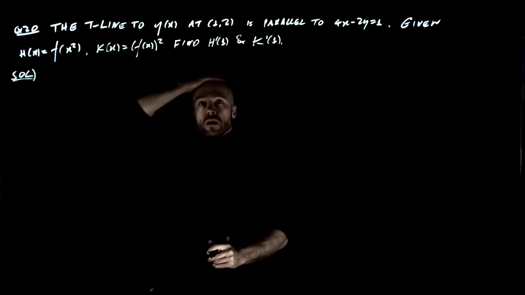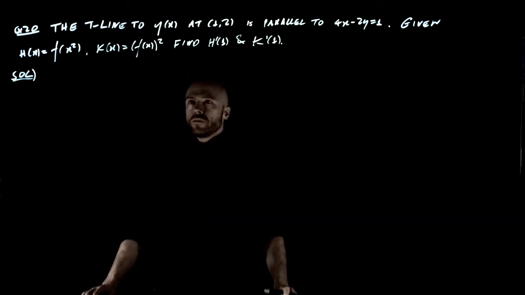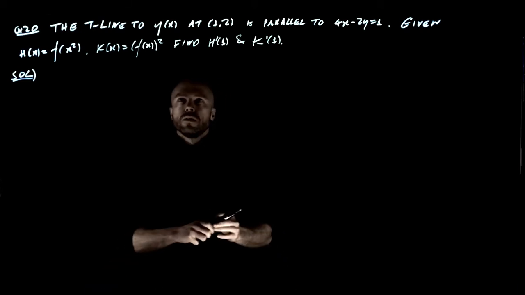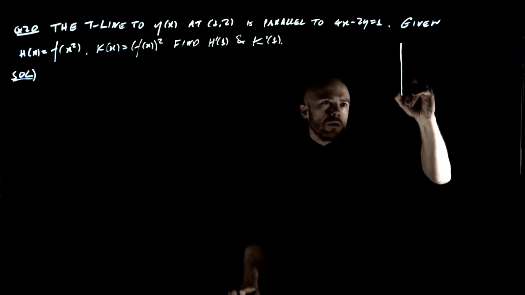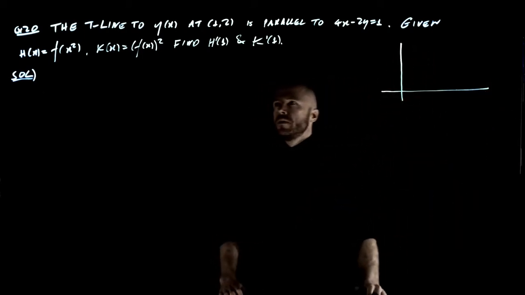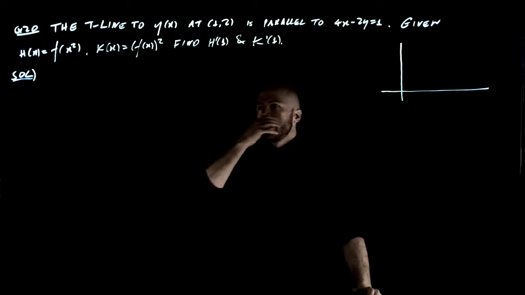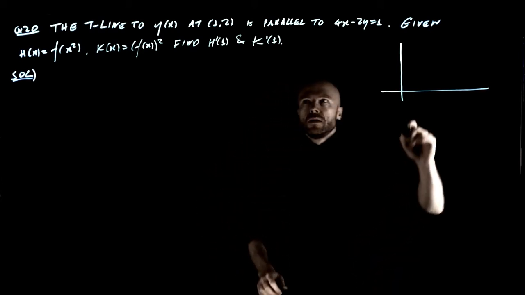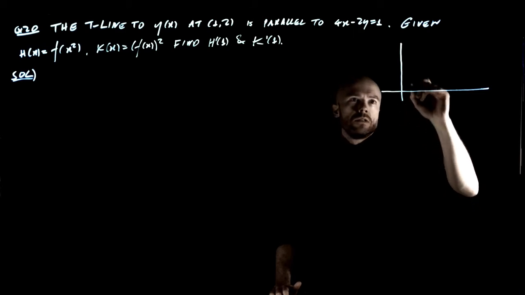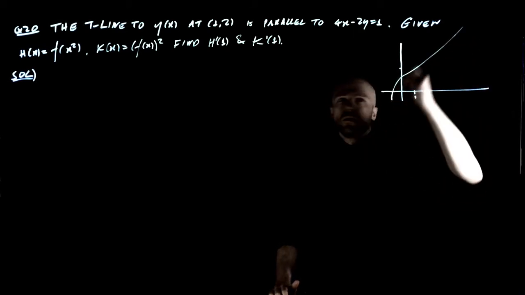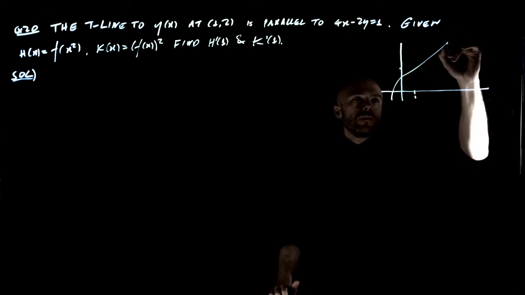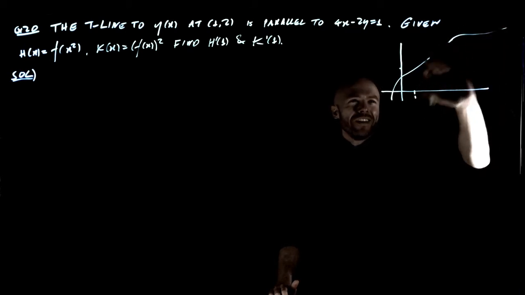All right, so let's put some pictures in play to describe this information. So we have a function y of x, and we are interested in this tangent line at 1, 2. So this is 1, 2, it's some kind of function like this, whatever it is. Let's not make it so weird.